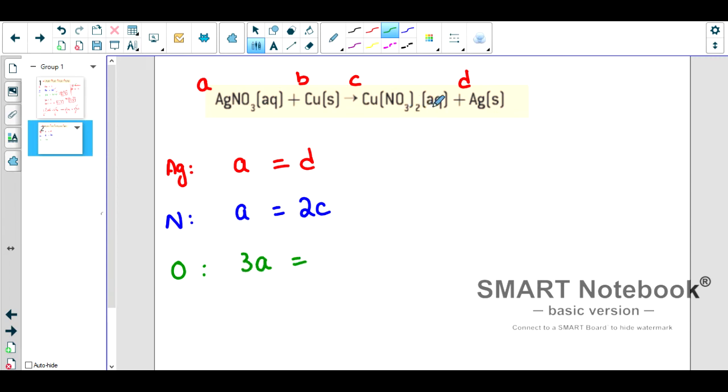Here where is the oxygen? Here is oxygen only with here C. 3 plus 3 2s are 6. 6 into C will be what? 6C.